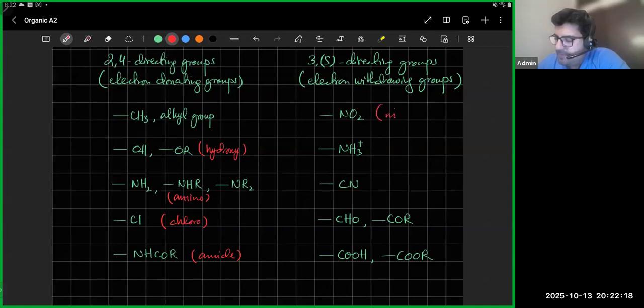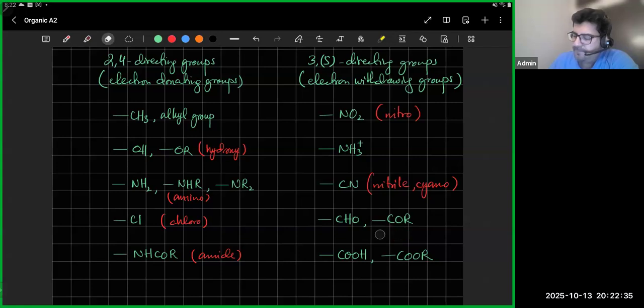This is a nitro group. This is a nitrile, or if you call it a branch, it's going to be called cyano. Then you have aldehydes and ketones, carbonyl, and you've got carboxylic acids.